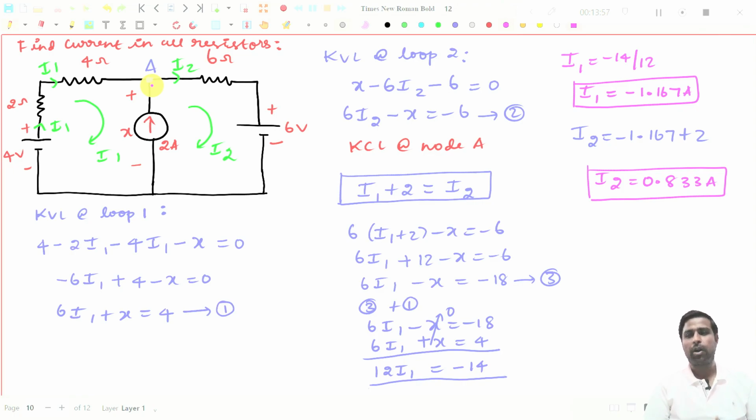But the super mesh problem is very helpful from an examination point of view, because everywhere you go, you can see the super mesh problems in the question papers, right?